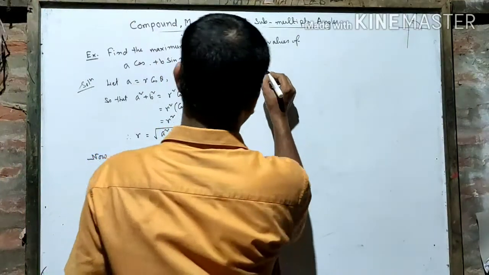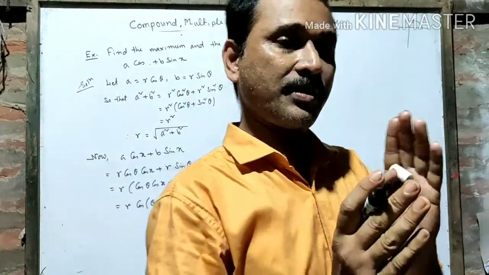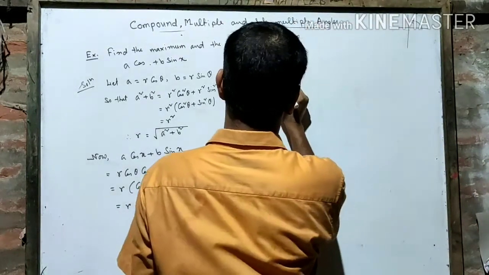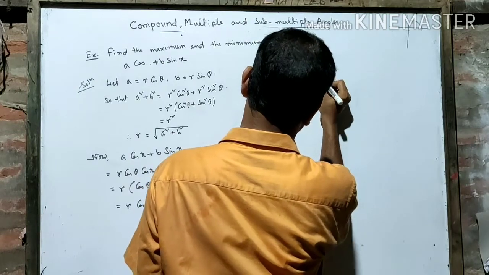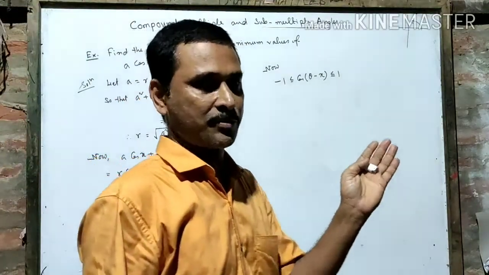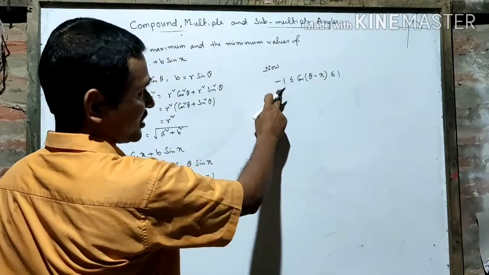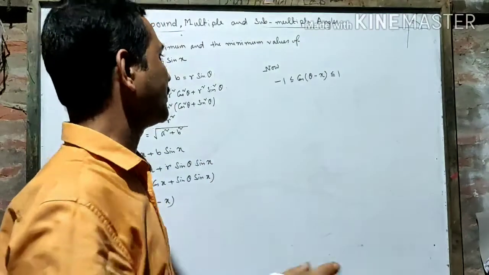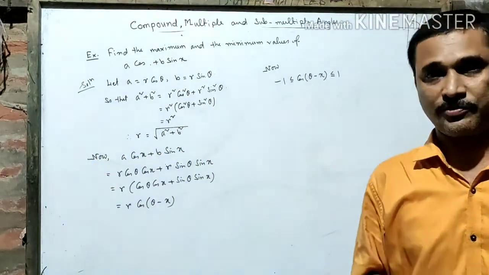Now, we know that the value of sine and cos lies between -1 and +1. So cos of anything lies between -1 and +1. Minimum value of cos is -1, maximum value is +1. So minimum value of cos of theta minus x is -1 and its maximum value is +1. We have discussed it in the range of values of trigonometric ratios, if you can remember.